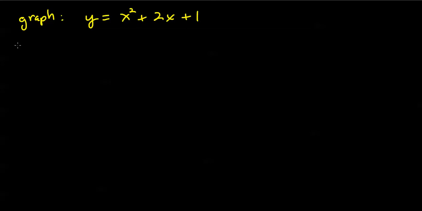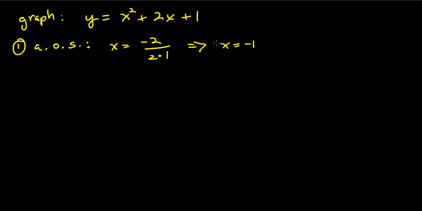Alright, we'll take it step by step. Step 1, find the axis of symmetry. Well, it's already in standard form. So I claim the axis of symmetry is the vertical line x equals minus b over 2a, and that of course is the vertical line x equals minus 1. Alright, I'll graph that in a minute.